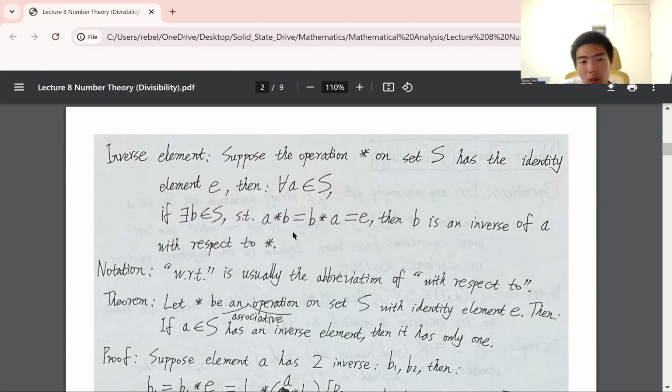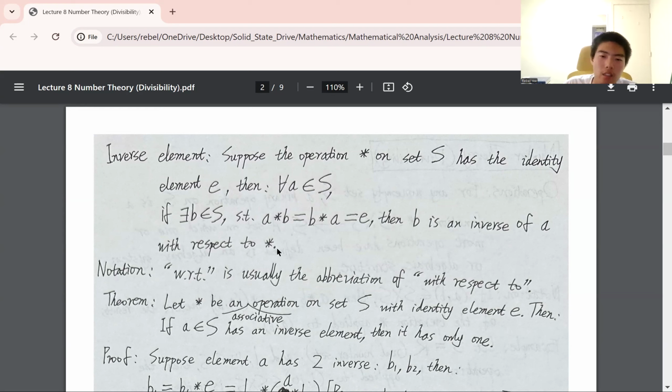How do we say it has an inverse element? We'll see here. For any operation star on the set S, if it has an identity E, then for all elements A, if there exists a B such that A star B equals B star A equals E, then B is an inverse of A with respect to star. So it doesn't always ensure it has an inverse element.